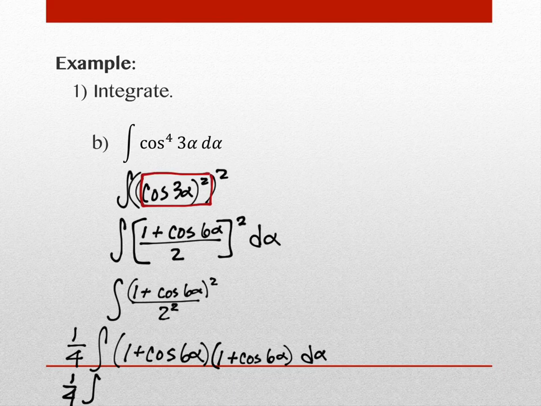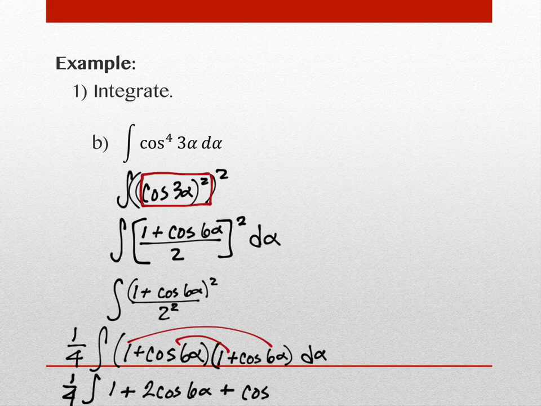If I do first, outer, inner, last, this is going to give me a 1, because 1 times 1 is 1. On the inner and the outer, they match. And they're going to be cosine of 6 alphas, so I'm going to have 2 of those. So plus 2 cosine of 6 alpha. And then plus the cosine squared of 6 alpha d alpha. Okay, is that okay? All right.